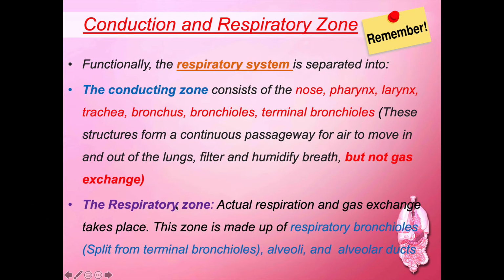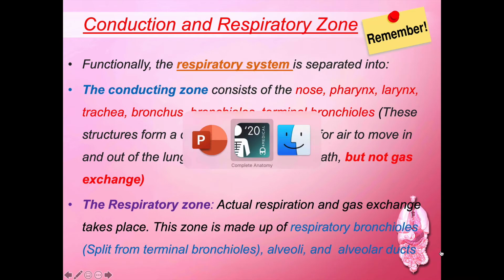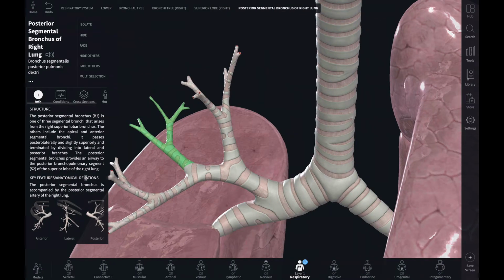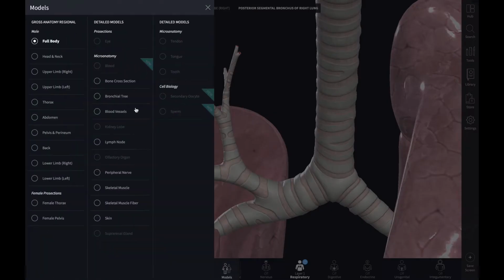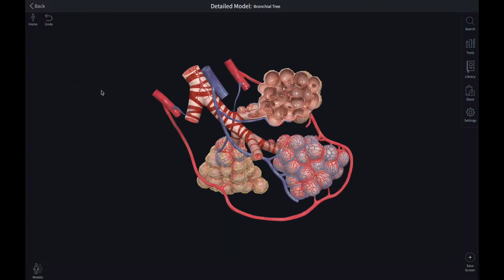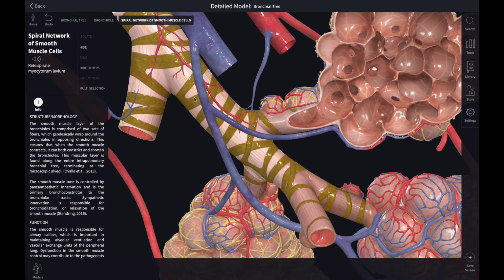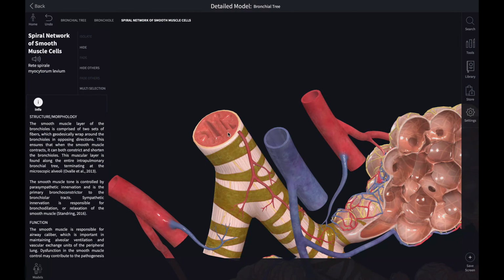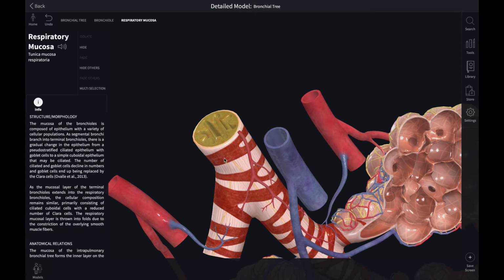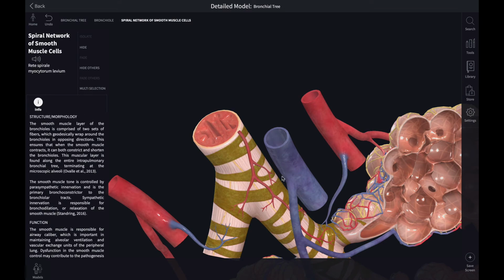So the respiratory zone is the place where the actual respiration, gas exchange, is taking place. This is taking place in the alveoli. Where are the alveoli? If you see further branches, the tertiary bronchus divides into bronchioles, and these are all the bronchioles. And there are smooth muscles present around the bronchioles.